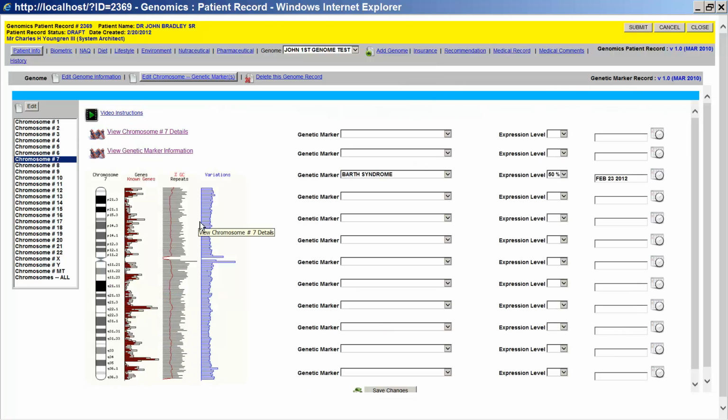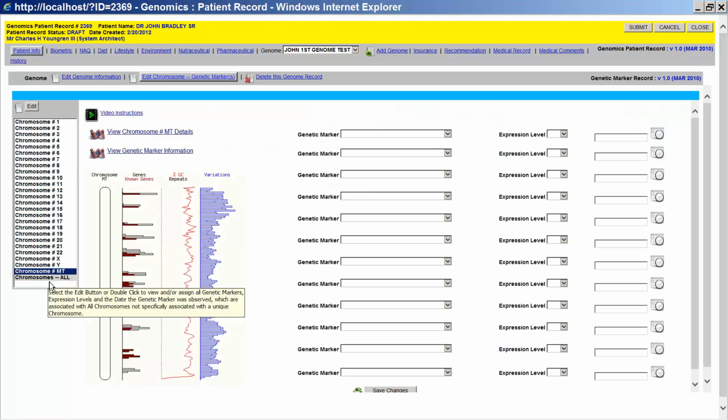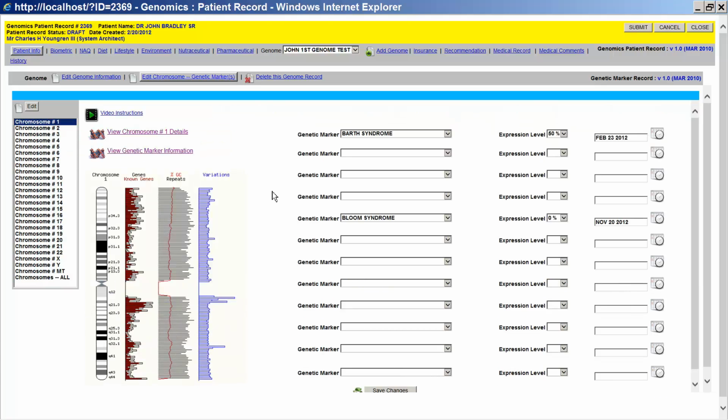In this particular case, chromosome number 7. We can look at chromosome MT. We can look at all chromosomes if you so desire. Let's navigate to chromosome number 1. As you can see, we have all information available for the identification of the genetic marker, the expression level, and the date of the expression level.